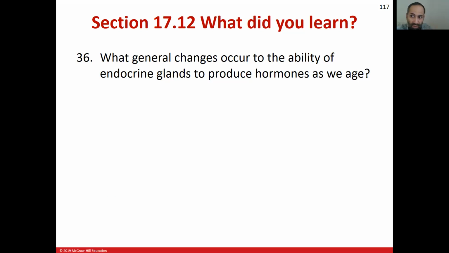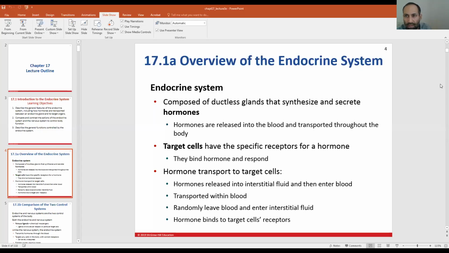But if you exercise and stay healthy and eat a nice, proper, balanced Mediterranean diet, then you can maintain your baseline for much longer. And your genetics play a major part in how well you age as well, okay? So what general changes occur? You lose bone and muscle mass and your reproductive functions go down. Okay, so that was the end of our talk on the endocrine system.